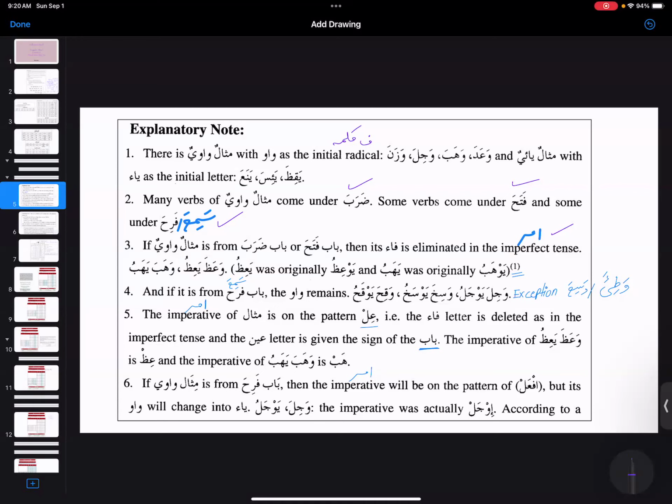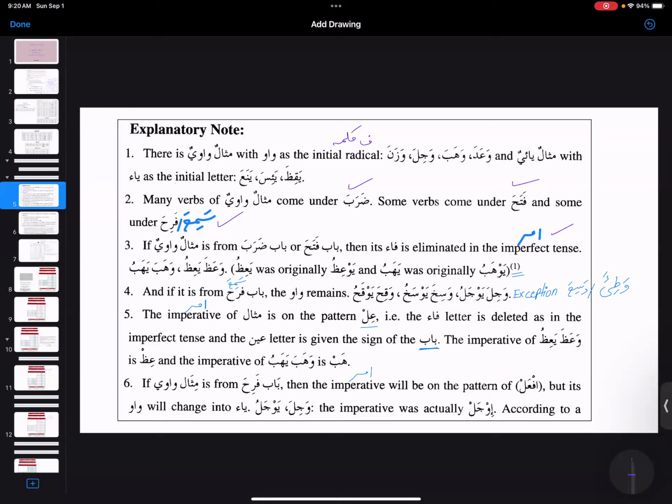So, wajila, yawjalu, right? And wasiha, yawsahu. So we see halkiya over here, wasiha, but we see the vowel is still there. So again, no set rules, right? No shortcut. Wasiha, yawsahu, and waqiha, yawqahu.